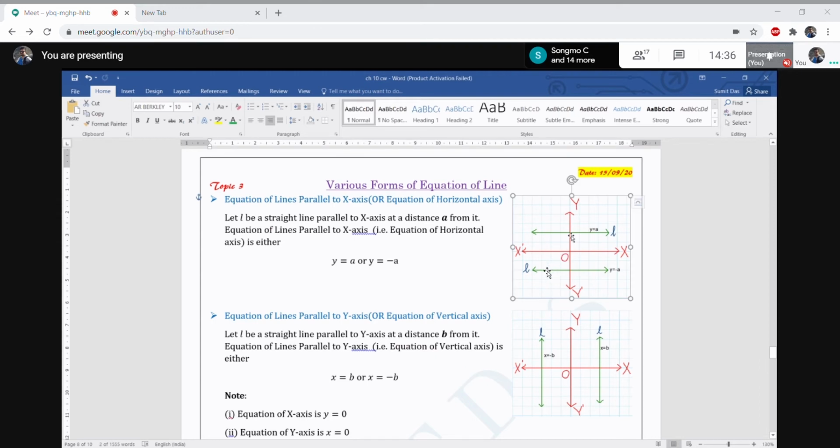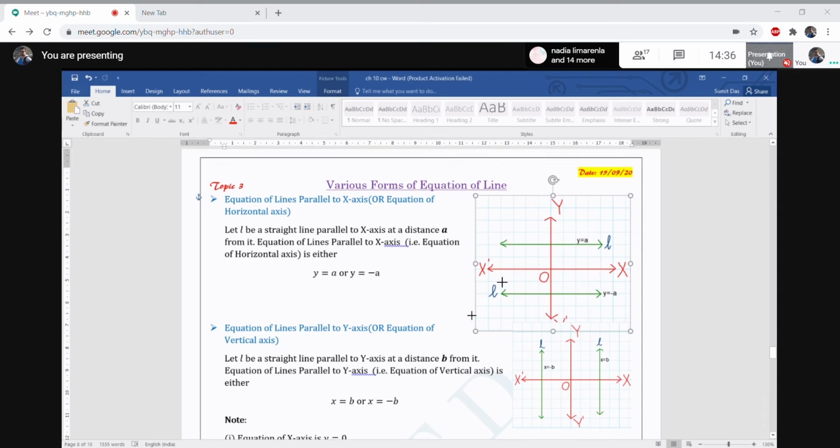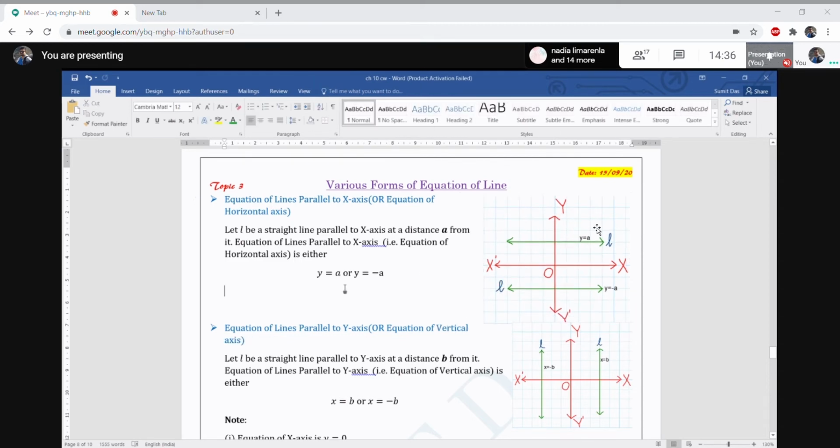You can see here, if I broaden the diagram a little bit, I hope it is visible. Let L be a straight line which is parallel to the x-axis. L can be here and L can be here. The distance of this line from the x-axis is A. Similarly, the distance between this lower line and the x-axis is A. Then the equation of this line which is parallel to the x-axis is x equal to A.